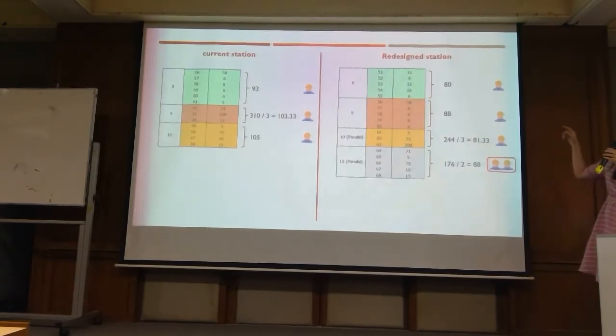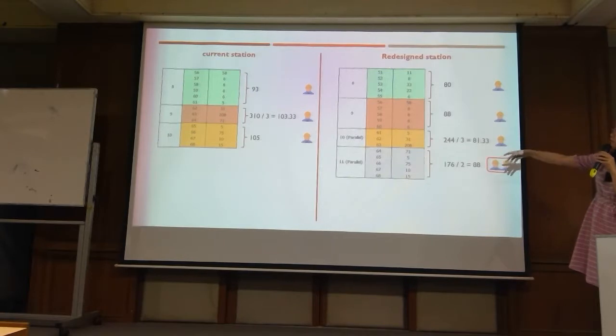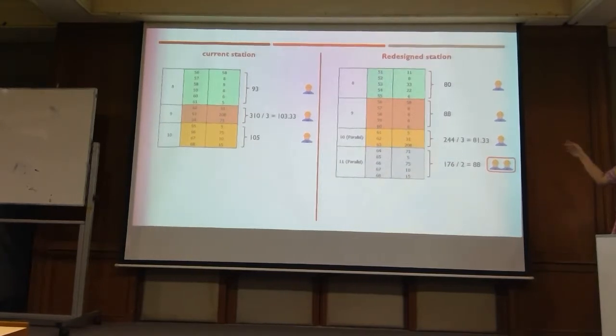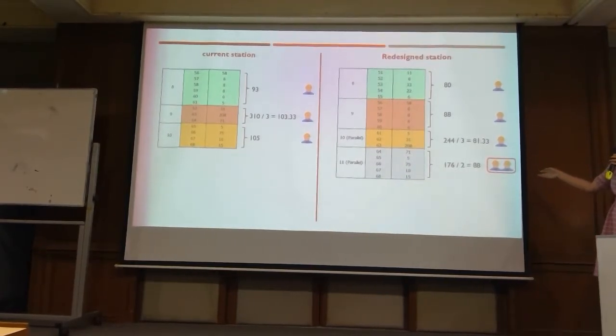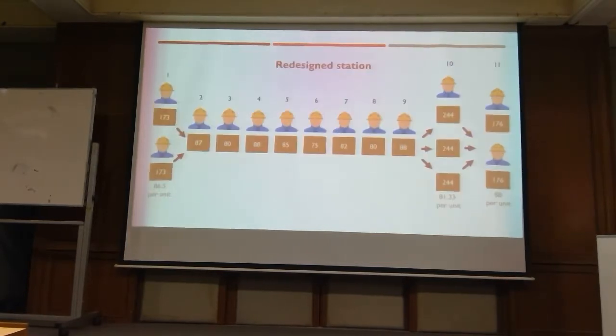The same for stations 8 and 9. And for station 10, we do the parallel again, but this time with only one worker, because this person can take care of operation number 63 alone, and they can make 3 units together, with only one person. And the last station, station 11, we use 2 workers to process the work, and we will have an average time of 88 seconds.